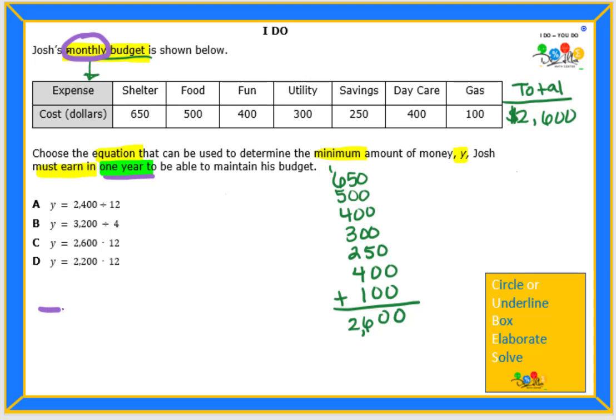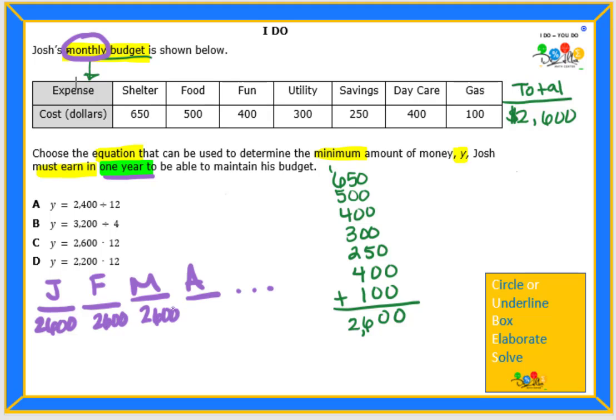So he has January, February, March, April, and so forth. In January, he will need 2,600. In February, he will need 2,600. In March, in April, again, he needs 2,600, and so forth. So what could we do to find what he needs for the whole year? Yes, we could add them all up, but is there another way to show that? Yes, there are 12 months in a year.